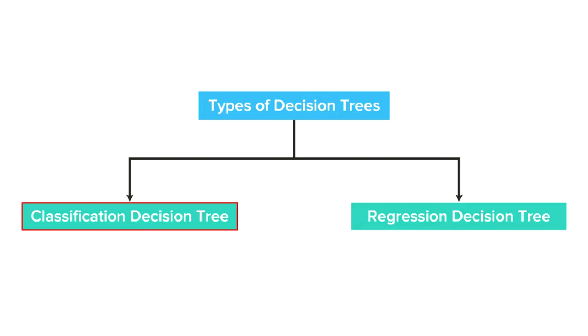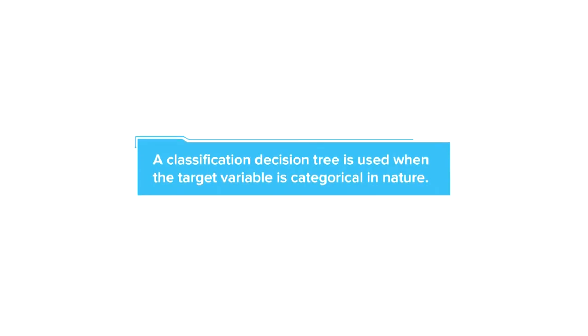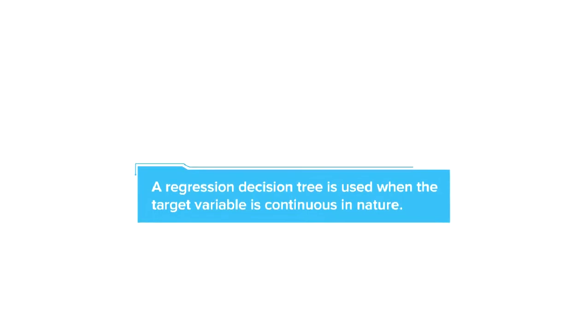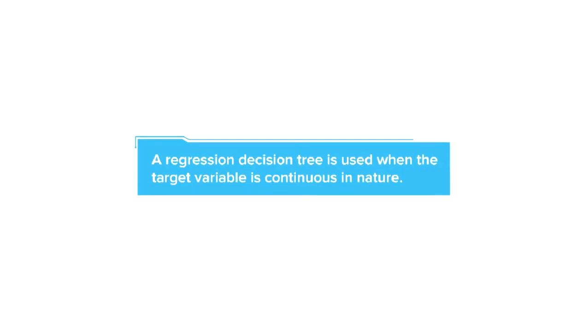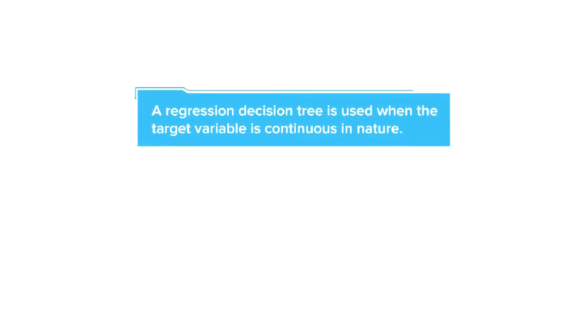Let's first talk about the classification tree. Obviously, the target variable in case of the classification tree is categorical in nature, like the student cricket example which we discussed in the previous topic. In regression decision tree, the target variable is continuous in nature, like it was in our house price prediction example. Yes, decision trees can also be used when the target variable is continuous, and we will see that shortly.